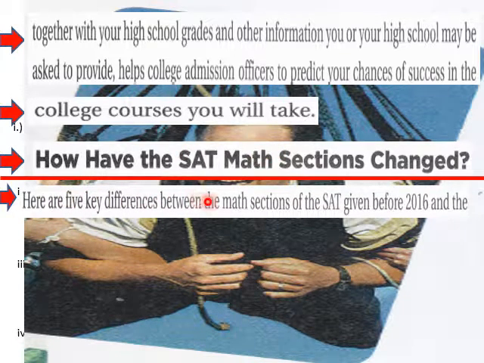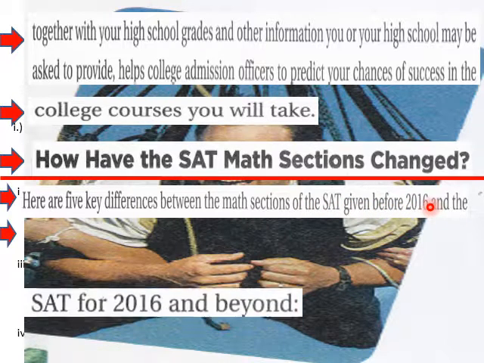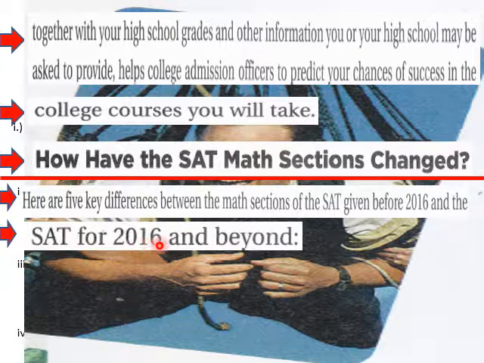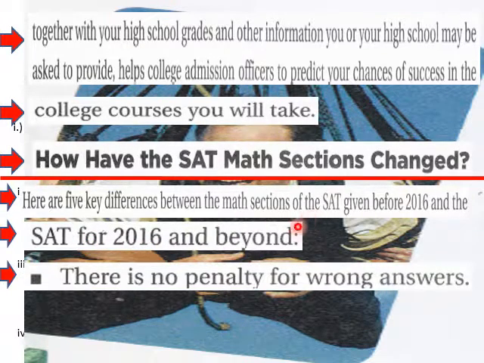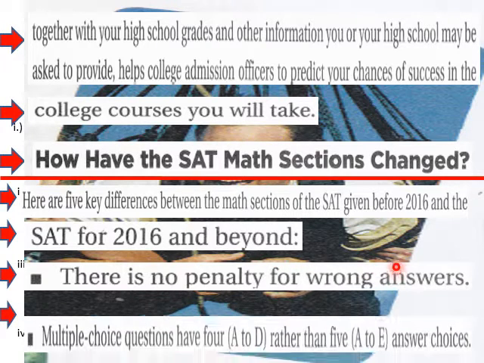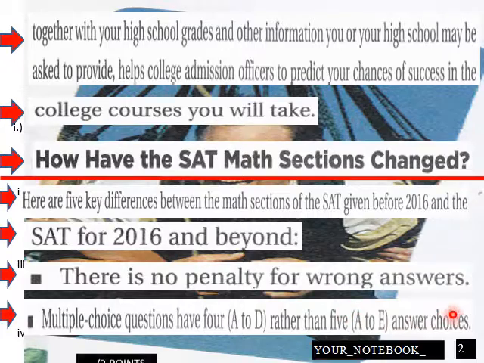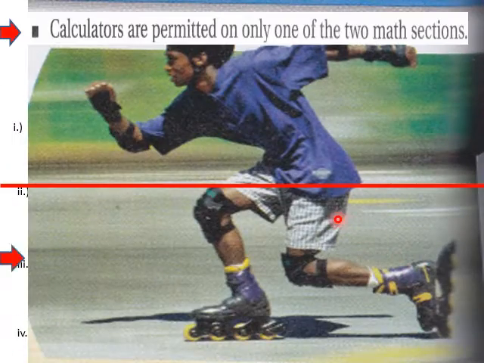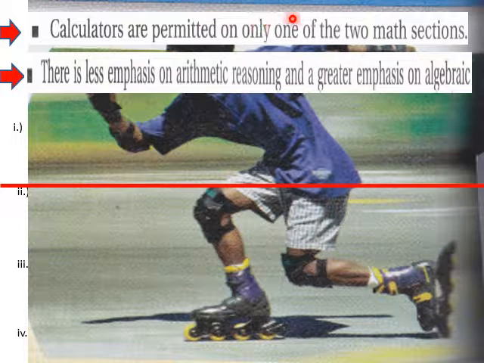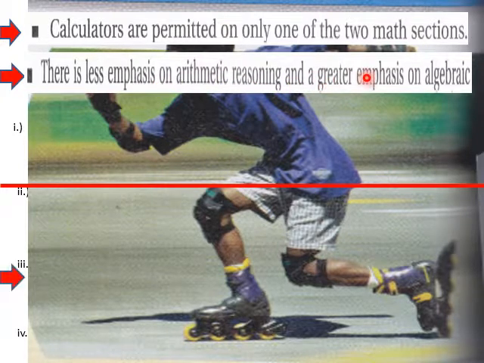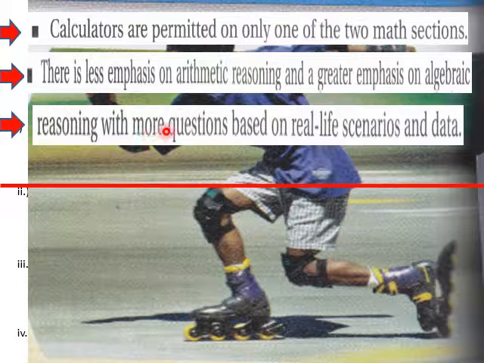How have the SAT math sections changed, you might ask? Here are 5 key differences between the math sections of the SAT given before 2016 and the SAT for 2016 and beyond. There is no penalty for wrong answers. Multiple choice questions have 4 rather than 5 answer choices. Calculators are permitted on only 1 of 2 math sections. There's less emphasis on arithmetic reasoning and greater emphasis on algebraic reasoning, with more questions based on real-life scenarios and data.